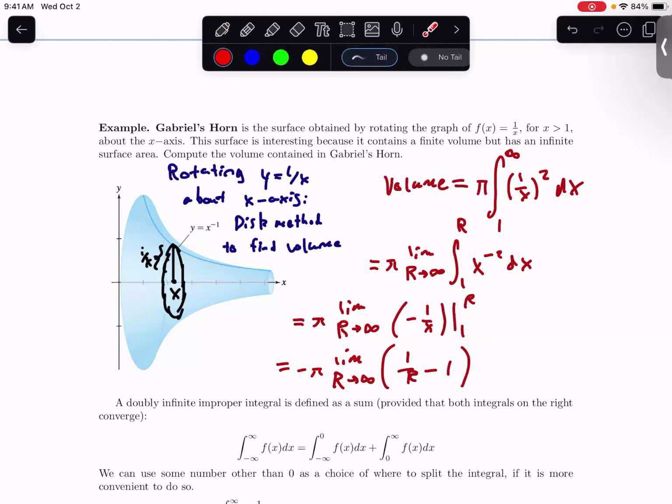Right, so just plugging in. I pulled out the minus sign, brought it in front. Then I'm plugging in x equal to r to get 1 over r, and plugging in x equal to 1 to get this minus 1. And so now it's just a matter of computing this limit as r goes to infinity. As r goes to infinity, 1 over r goes to 0. Again, the denominator is getting arbitrarily large, so this becomes closer and closer to 0. And so you're going to have minus pi times minus 1, which is equal to pi.